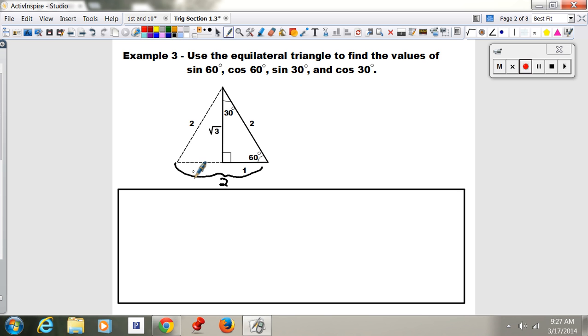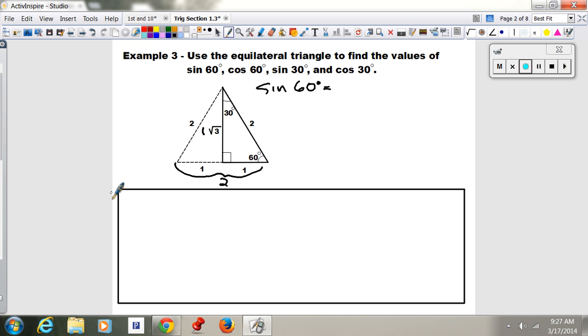Now notice that the short leg is 1 because it's half of my hypotenuse. I took this 2 and cut it in half. Take this 1 and times it by radical 3 and you get the long leg. So 1 times radical 3 would just be 1 radical 3. You don't need the 1 there, but you could put it there. So they want 4 things from us. They want the sine of 60. So let's find the sine of 60 degrees.